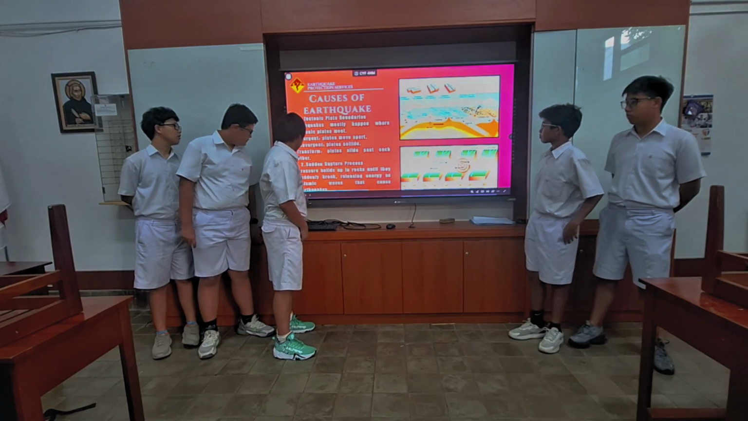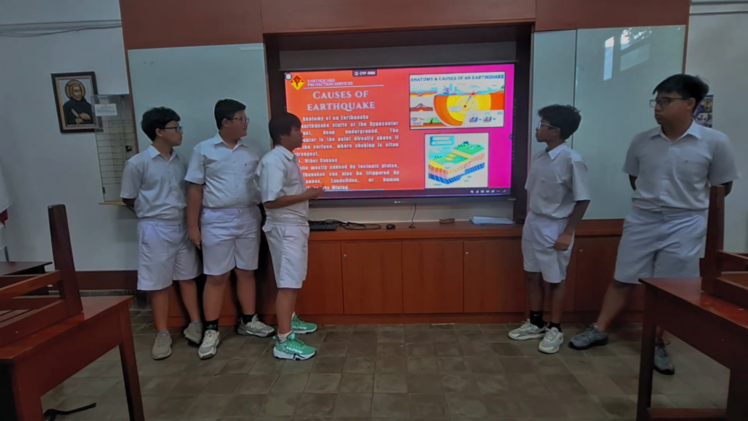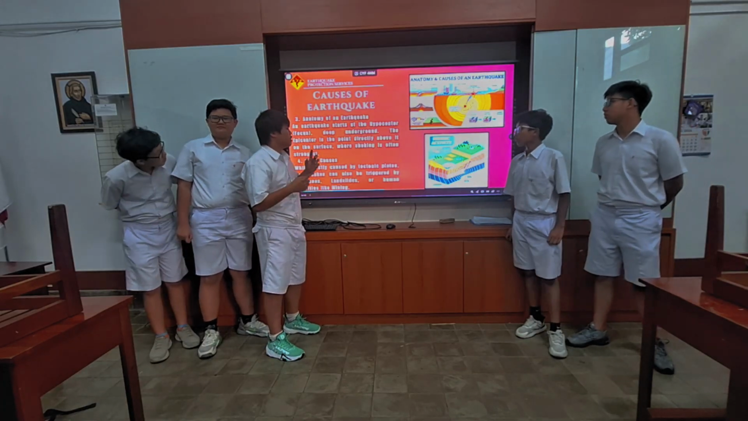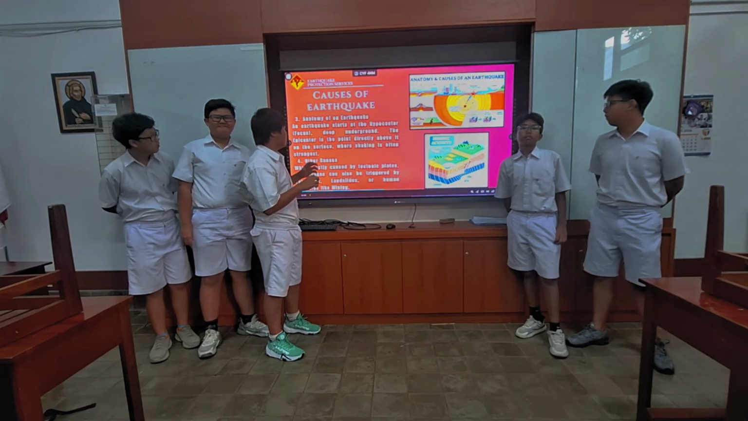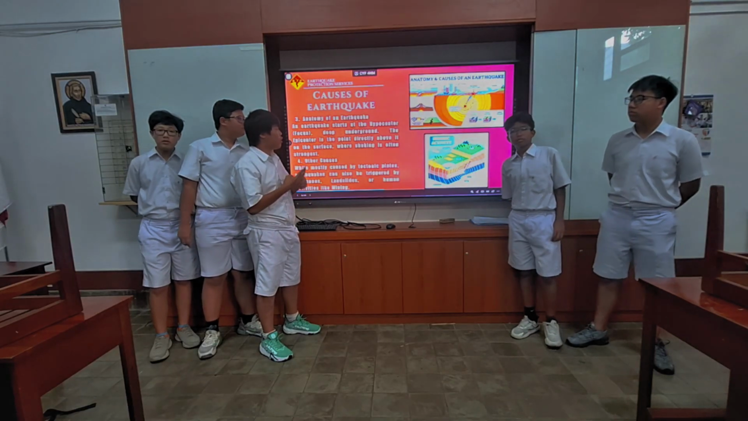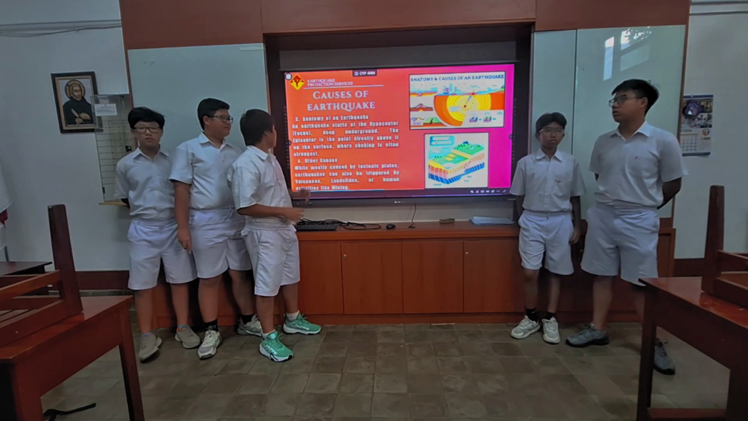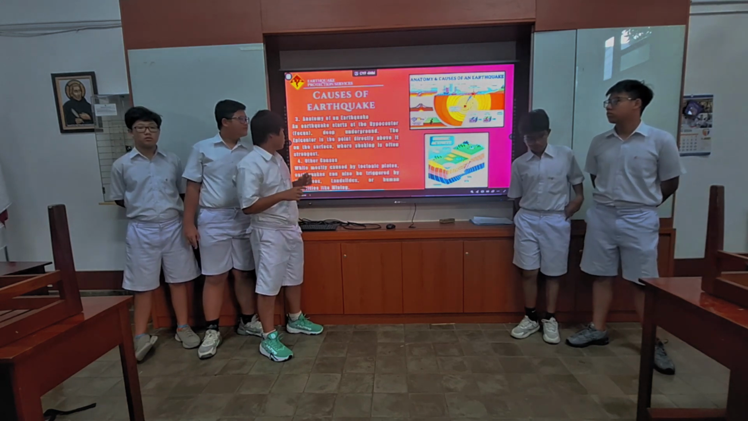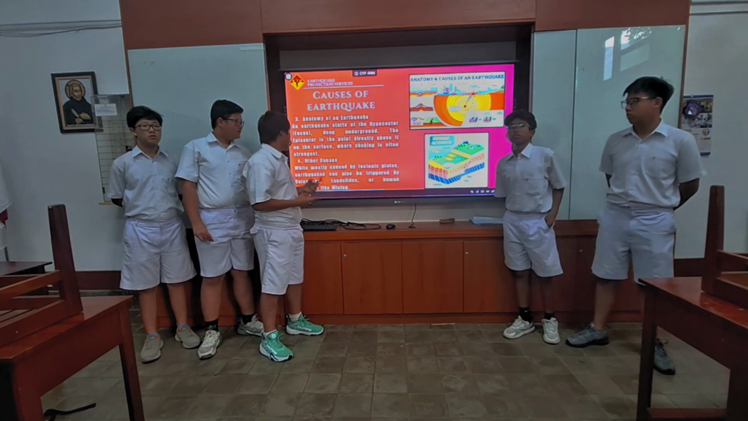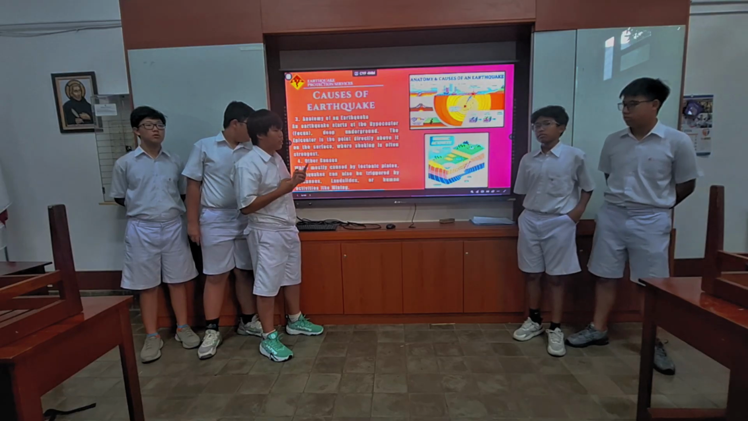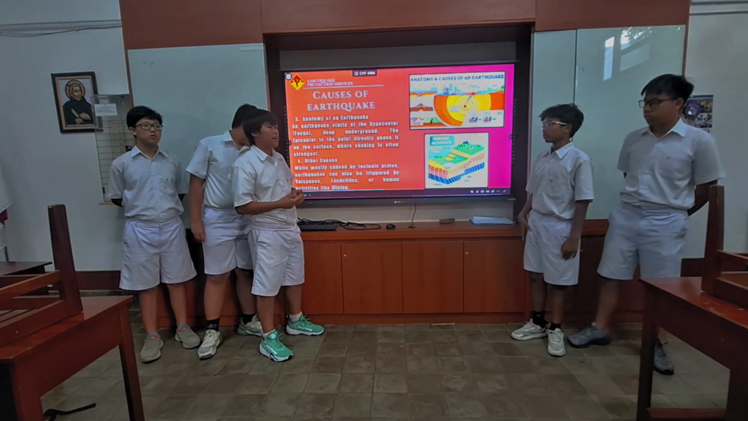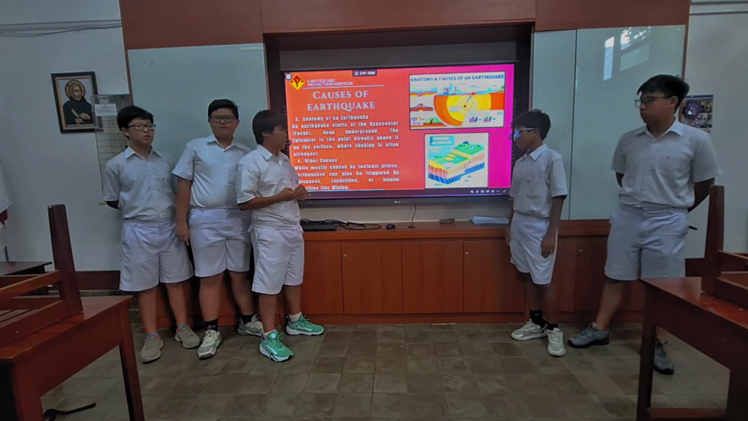The third cause is the anatomy of an earthquake. An earthquake starts at the hypocenter, which is the focus deep underground. The epicenter is the point directly above it on the surface, where shaking is often the strongest. The fourth one, there are other causes, while it is mostly caused by tectonic plates. Earthquakes can also be triggered by volcanoes, landslides, or human activities like mining.